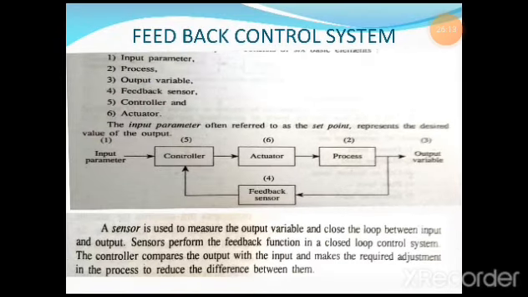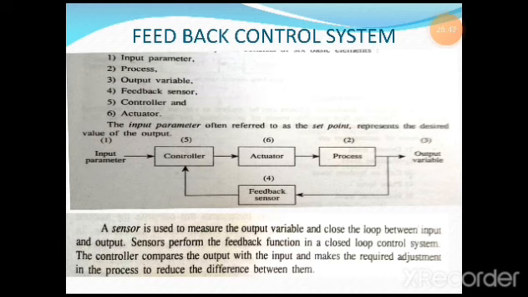A sensor is used to measure the output variable and close the loop between the input and output. Very simple: the main function of the sensor is to sense, and it acts like a closure between the input and output. The sensor performs the feedback function in a closed loop control system. The controller compares the output with the input and makes the required adjustment in the process to reduce the difference between them.